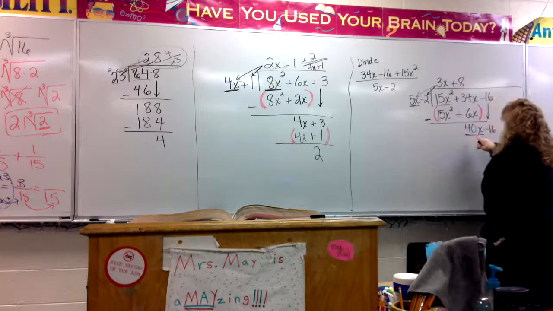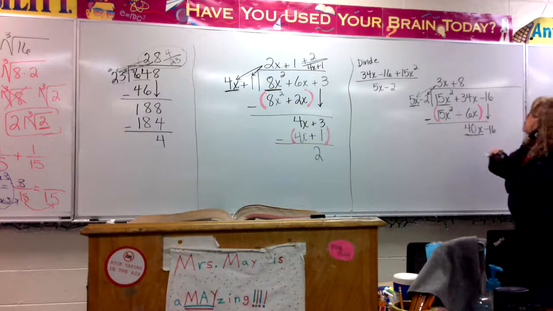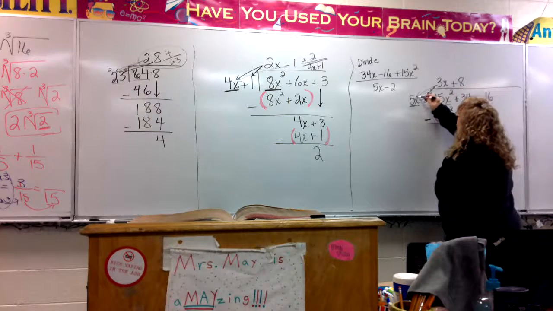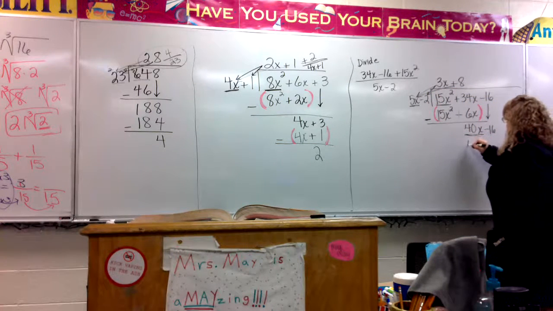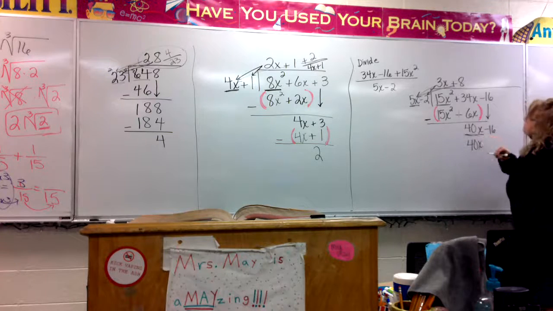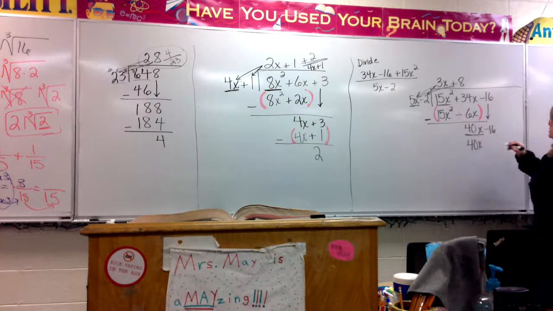And it's an x, and it's an x. I don't need any more x's. It's 1 and 1. I don't need any more. So just a plus 8 up there. Now we're going to multiply. What's 8 times 5x? I think that's 40x. What's 8 times negative 16?